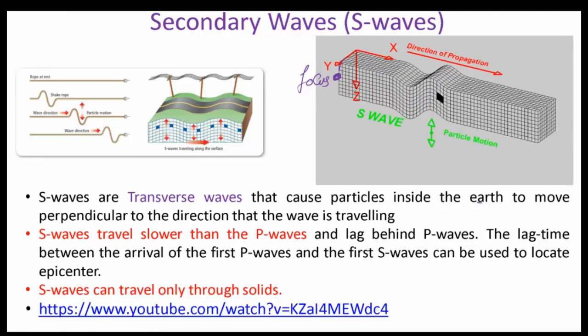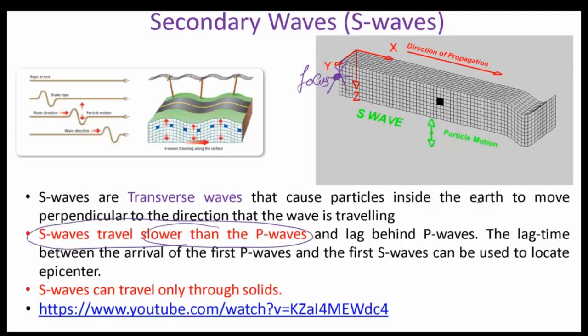While the P wave, it's just push, push. So there is a difference between the motion of the P wave and the motion of the S wave. Both of them start from the focus, and both start together. But because they have different mechanisms of motion, the S wave has to move up and down, up and down. That's why it moves slower than the P wave. So the S wave is slower than the P wave.